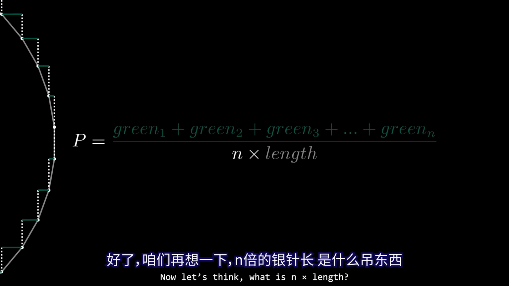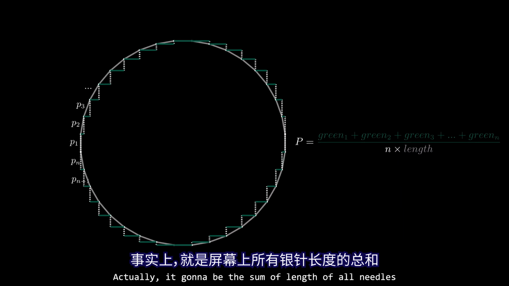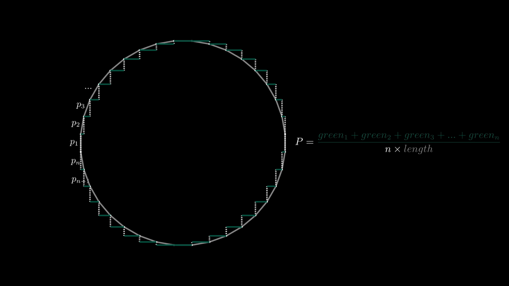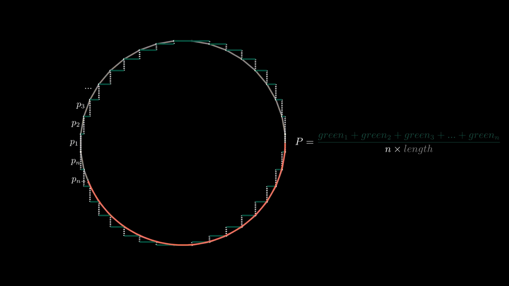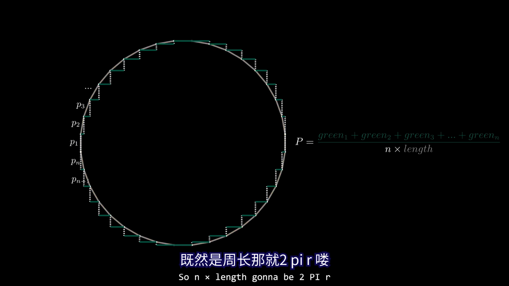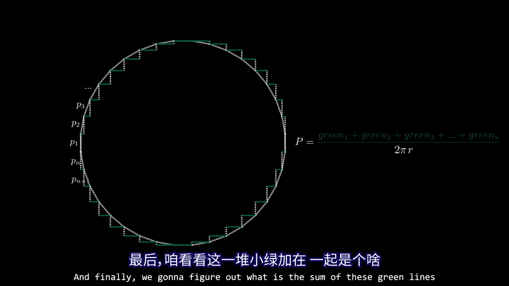Now let's think, what is n times length? Actually, it's the sum of the length of all needles, which you can see in this picture as the perimeter of the circle. So n times length is going to be 2πr. And finally, we're going to figure out what is the sum of all these green lines.